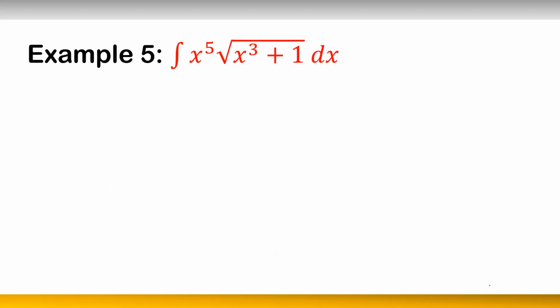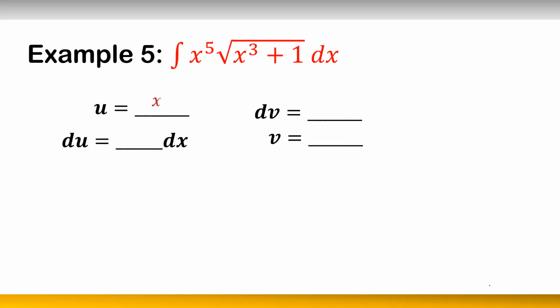Sa example 5 natin, susulat muna natin siya as, di ba, ayan pa rin yung ating walang kamatayang template. So, looks like ito pa rin yung u, tapos ito yung magiging dv, no? So, if that is our x to the 5th, 5x to the 4th yung ating derivative.